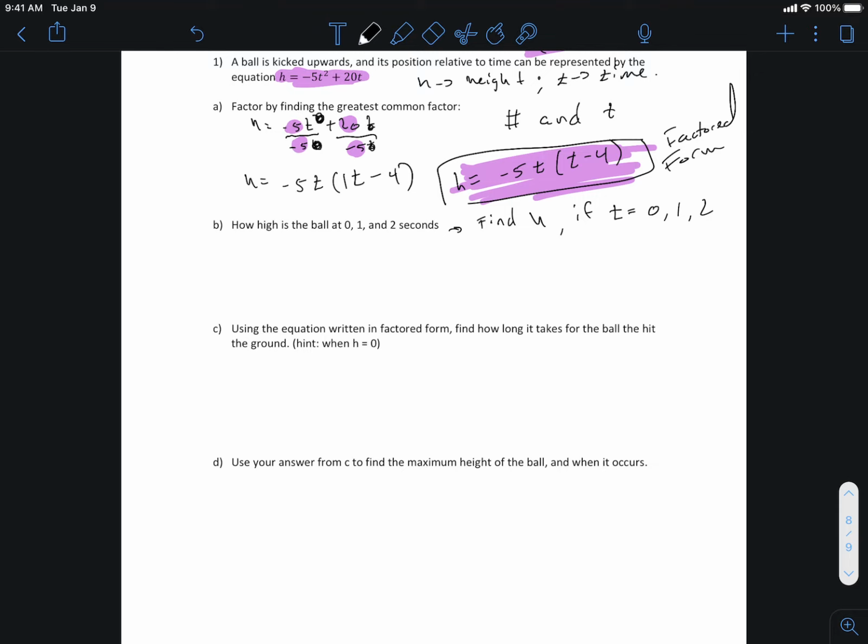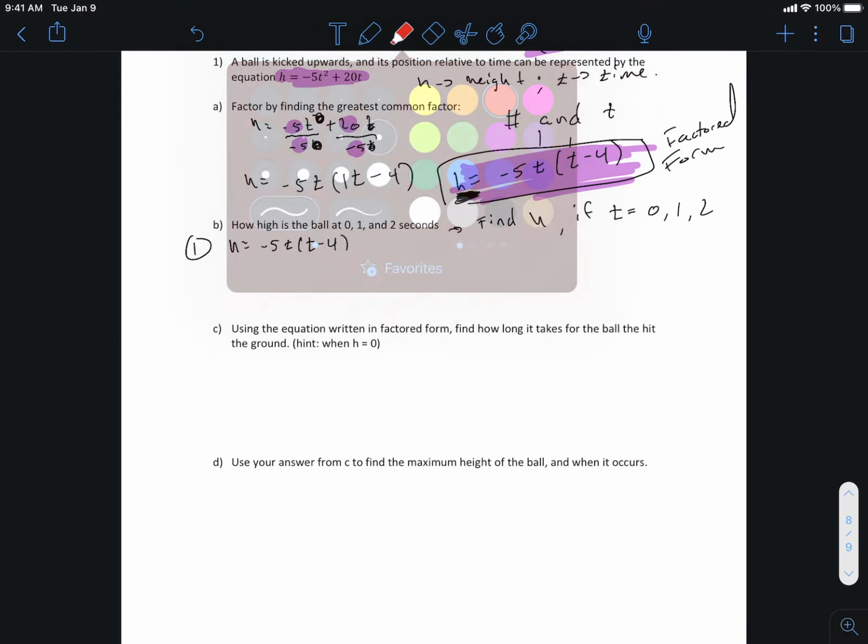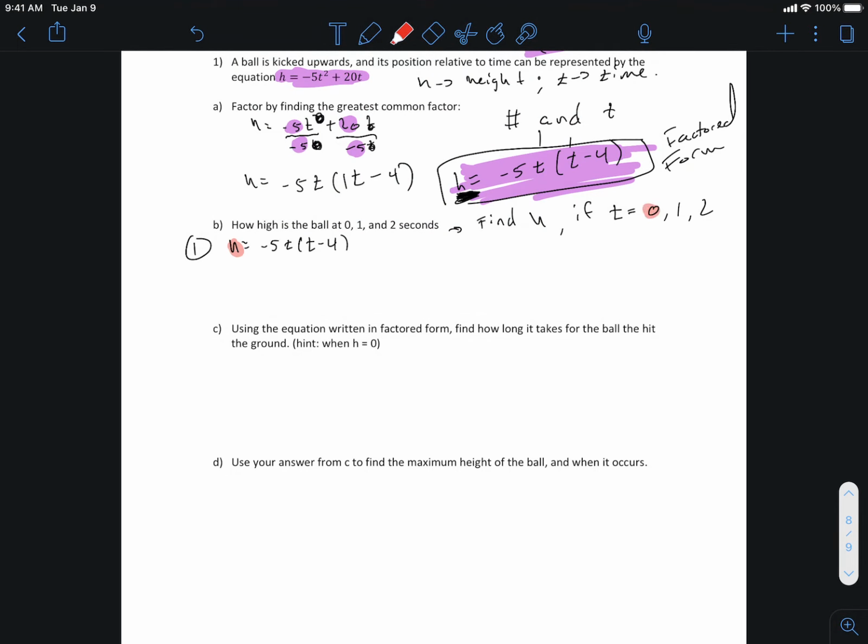So you're going to have three different answers here, right? You're going to say, okay, I have an equation that's telling me what height is equal to, and I have a spot to plug the t into. So why don't we do that? Well, let's just check the first one. So h equals negative 5t, t minus 4. I want to figure out what the height is, h, if I plug in t equals 0. So let's try that.